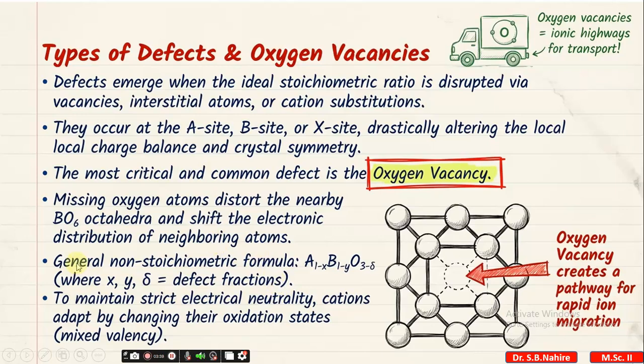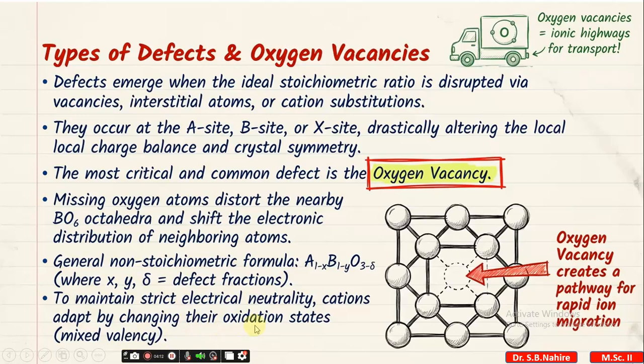Now the formula part. The general non-stoichiometric formula is A(1-x) B(1-y) O(3-δ). Here, x, y and delta represent the amount of defects present in the structure. Now very important concept. To maintain electrical neutrality, cations adjust by changing their oxidation states. This is called mixed valency. For example, a metal ion may change from +3 to +4 state.